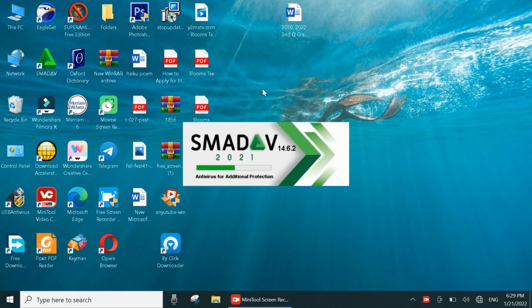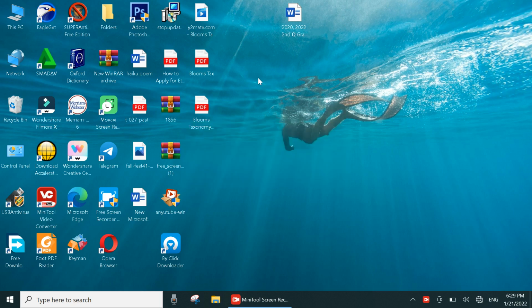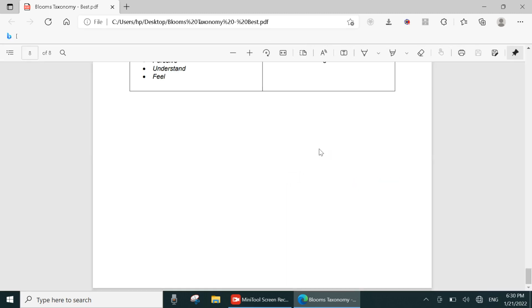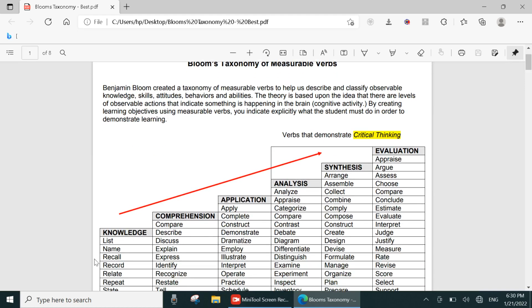Bloom taxonomy. You know what Bloom taxonomy is, and Bloom taxonomy is the hierarchy of a cognitive domain. We have other domains like the affective domain, and we have Bloom taxonomy. You can see it here. It's a very interesting portion. You can see it here, the hierarchy level.